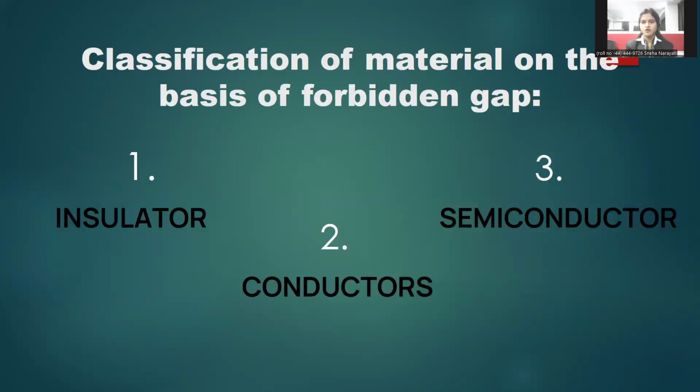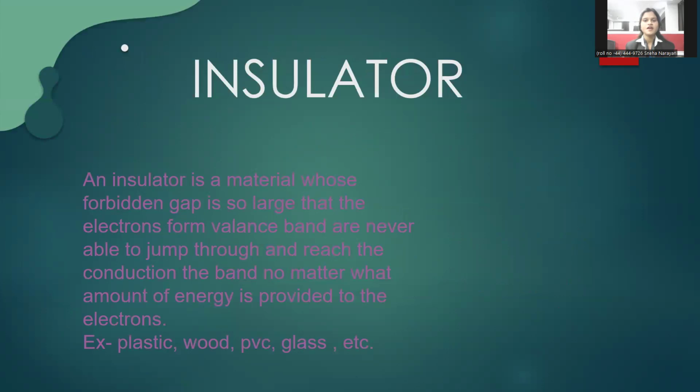Classification of material on the basis of the forbidden gap. First of all, one is insulator, second is conductor, and third is semiconductor. Insulator. What is an insulator? An insulator is a material whose forbidden gap is so large that the electrons from the valence band are never able to jump through and reach the conduction band, no matter what amount of energy is provided to the electrons. Examples of insulators are plastic, wood, PVC, glass, etc.